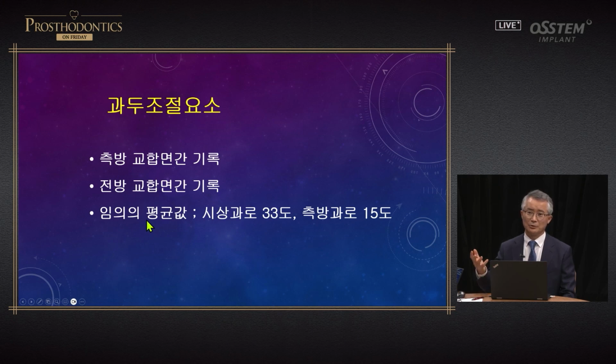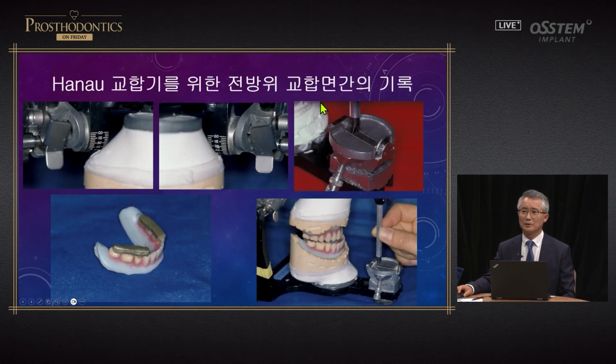I'm not sure whether this is appropriate, but we use average values. The sagittal condylar path is 33 degrees and lateral condylar path is 15 degrees. When things get difficult, interocclusal record for the anterior area is used. Hanau articulator is used for this. Condyle guidance. The textbook says 25 degrees, but I use 30 degrees more frequently.